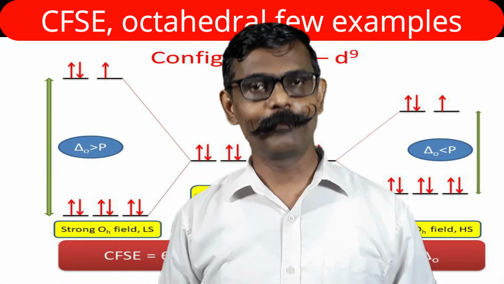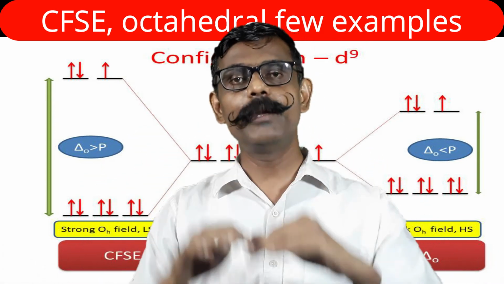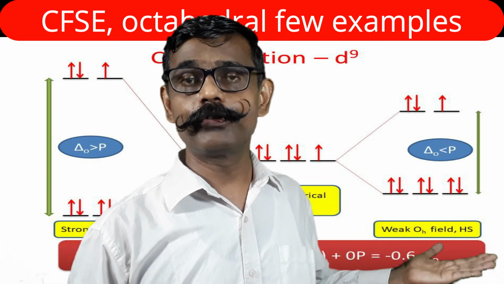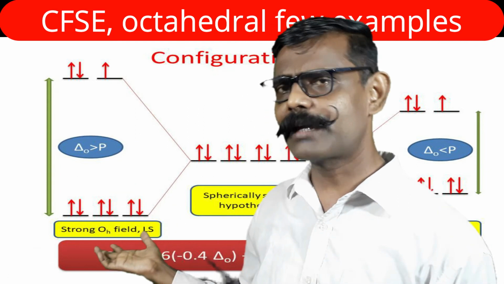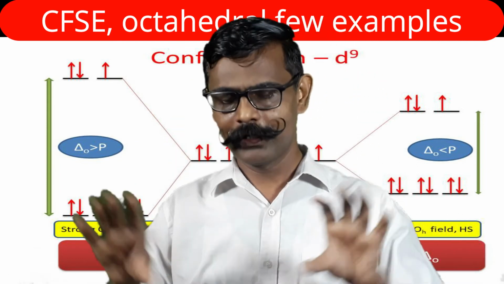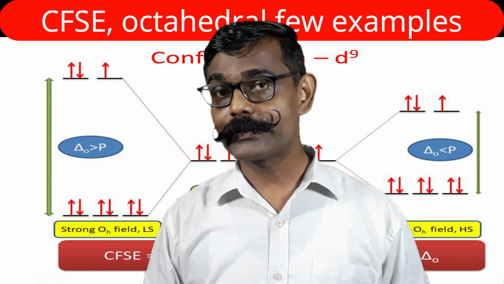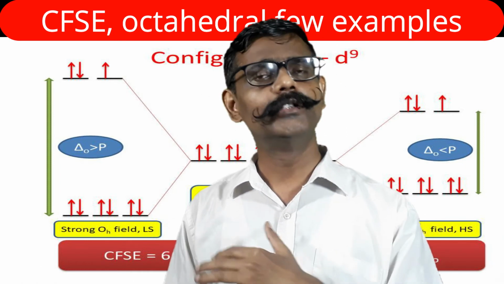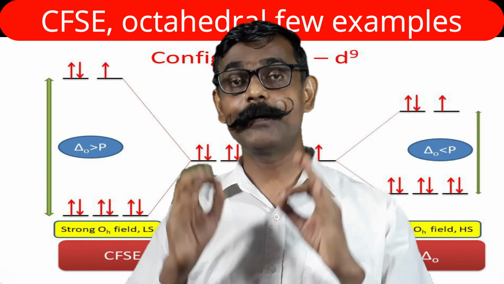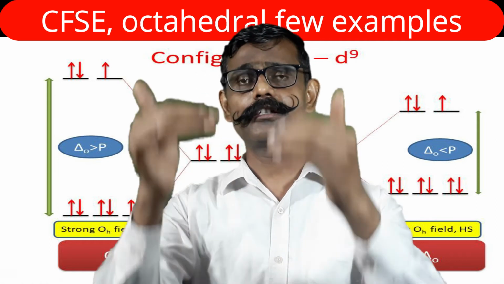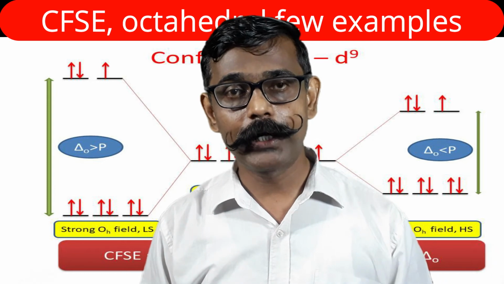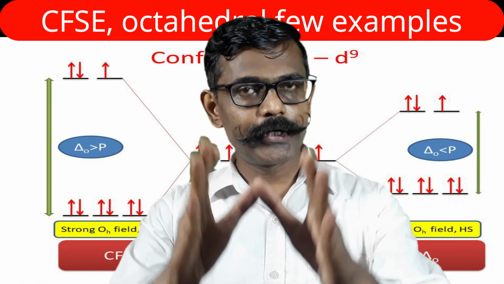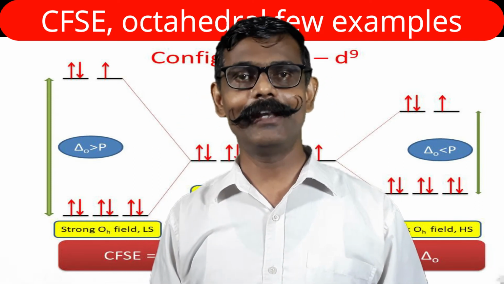Now for D9 electronic configuration. In the spherically symmetrical hypothetical field, how many pairs are there? 4 pairs are there. If we consider weak field, the electronic configuration is T2G6 EG3, and strong field has the same electronic configuration T2G6 EG3. So a combined result is there. The number of pairs is 4 in the electronic configuration as well. Is there an extra pair? No. So value of small p 0, small m 6, small n 3. Substitute in the formula: 6 into minus 0.4 delta O plus 3 into 0.6 delta O plus 0P. What's the answer? Minus 0.6 delta O. That's the CFSE for D9 electronic configuration.